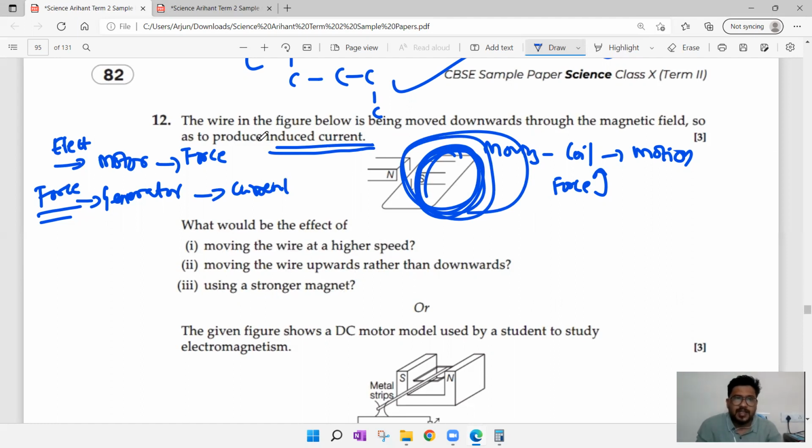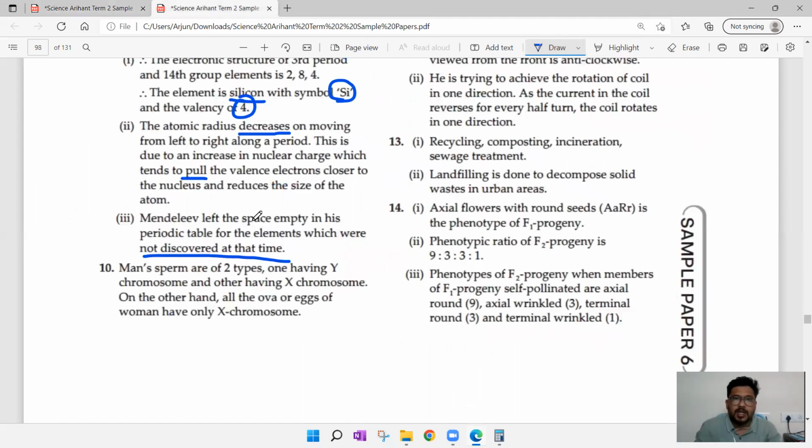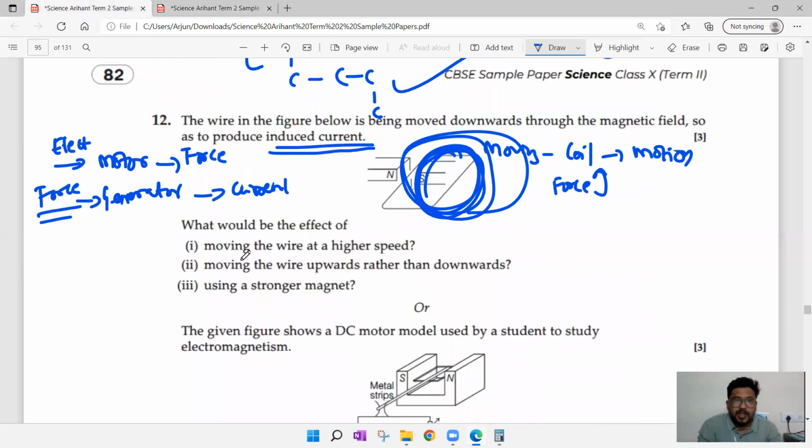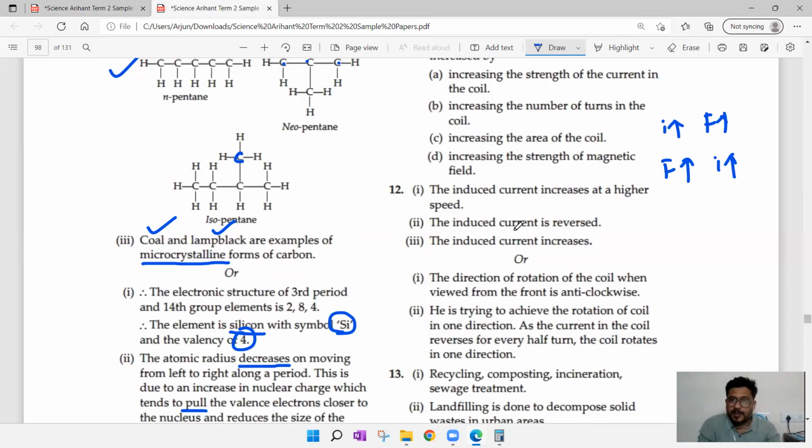So moving the wire with higher speed, if you are applying more force, automatically what will happen? Induced current will also be greater. When force is greater, current production will also be greater. It is opposite in a motor. In a motor, if current is greater, the mechanical energy, that is the force, will be greater. Quite opposite. Now, moving the wire upwards rather than downwards means if you change the force direction, the direction of current will also change.